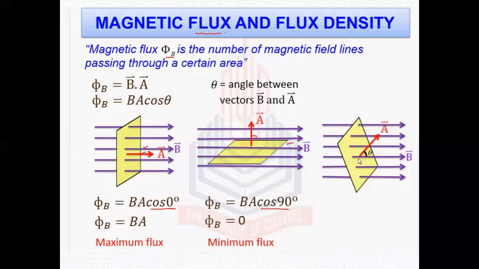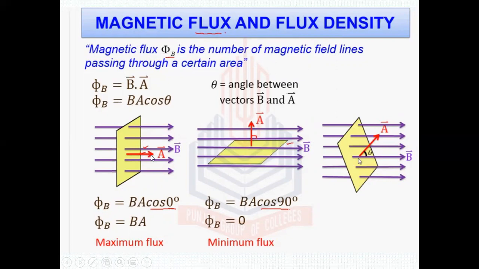So look at the different cases of magnetic flux. What will happen when the area vector is parallel to the field, perpendicular to the field, or making a certain angle to the field? Look at the first case. When this area vector is parallel to the magnetic field lines, the magnetic flux passing through, I'm not talking about the loop, I'm talking about the area vector of the loop.